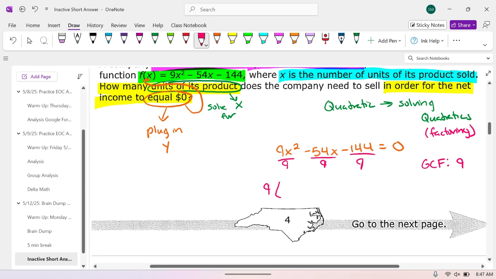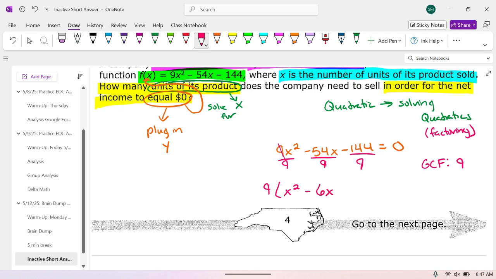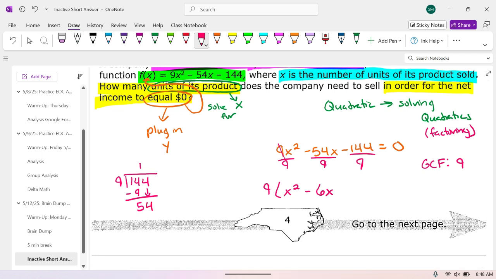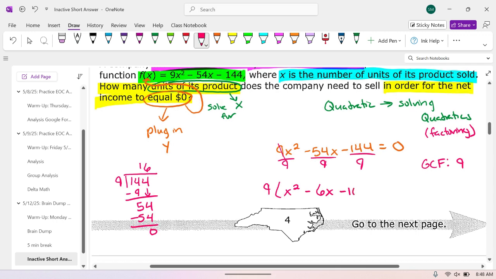Now, 9 divided by 9 is what? 1, so this is x squared, minus 54x divided by 9. What's 54 divided by 9? It's a multiplication table. 6x. Now, 144 is not a multiplication table, at least in terms of 9, so you may have to do a quick long division. So how many times is 9 going into 14? Once, so that's 9. Subtract it. It's 5. Bring it down. That's 54. How many times is 9 going into 54? 6 times. It's 54. Subtract, 0. So 16. So minus 16.